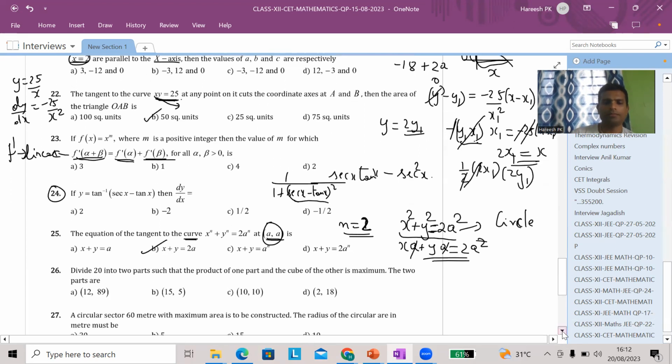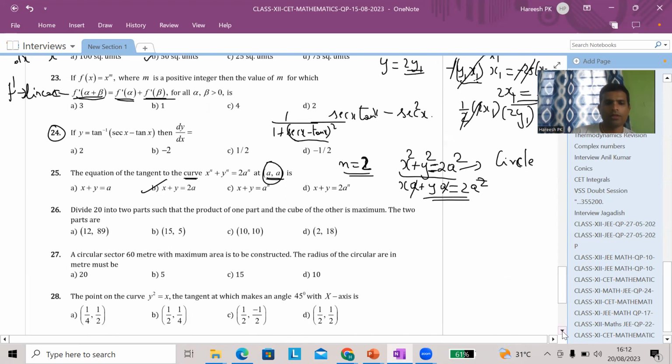25th one. Divide 20 into two parts such that the product of one part and the cube of the other is maximum. So there's a mistake here. This is 12 and 8. Okay, this is 15 and 5, 10 and 10. So then 2 and 18.